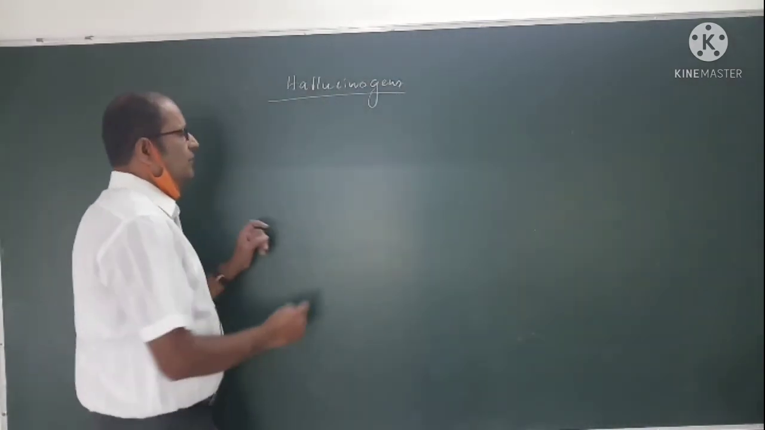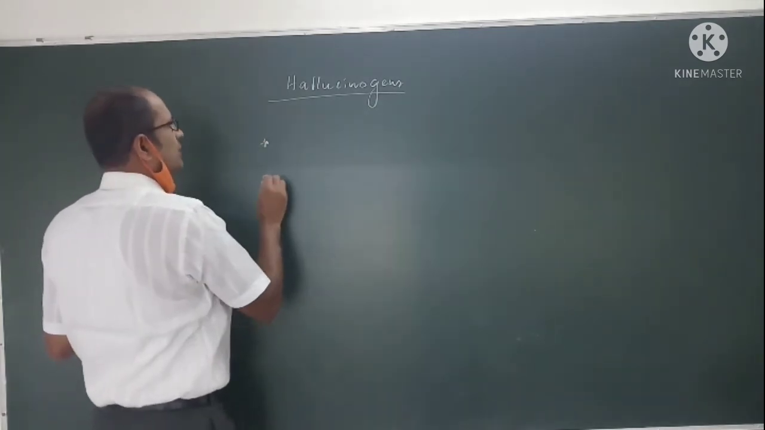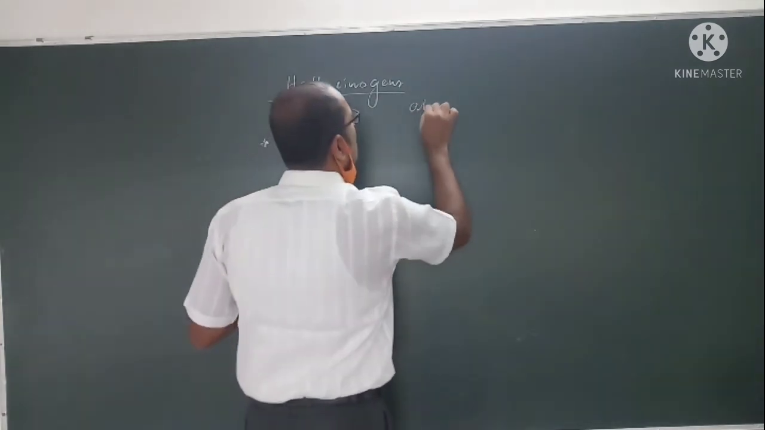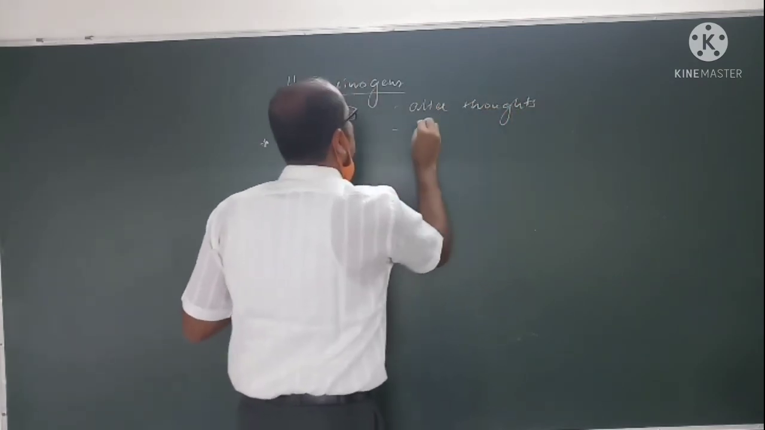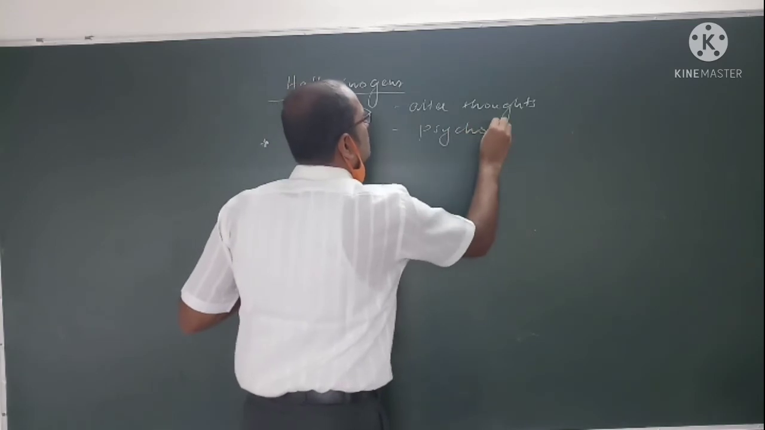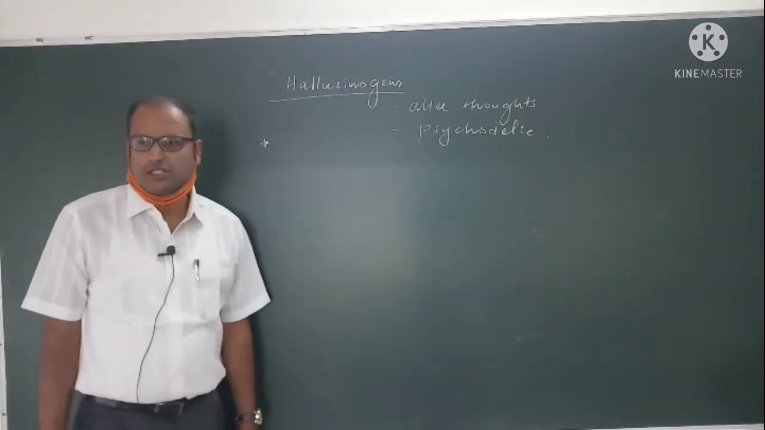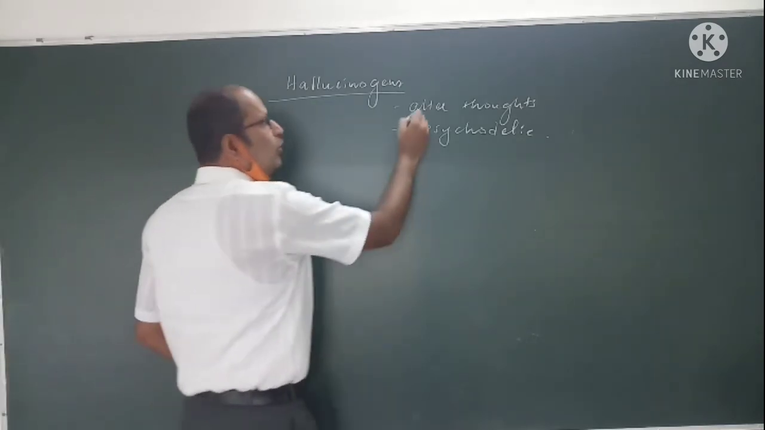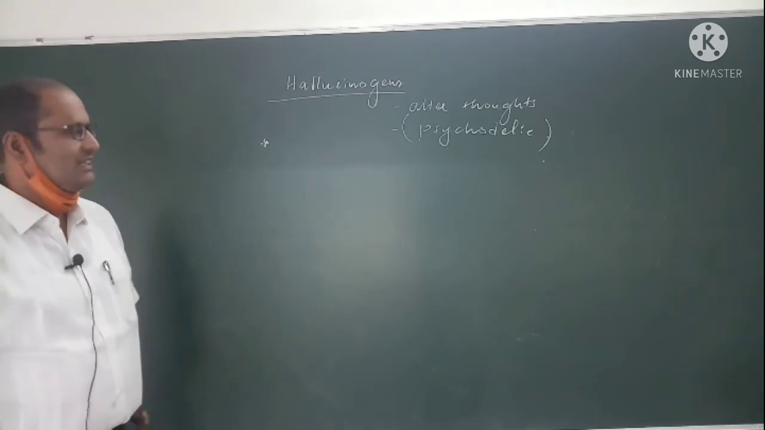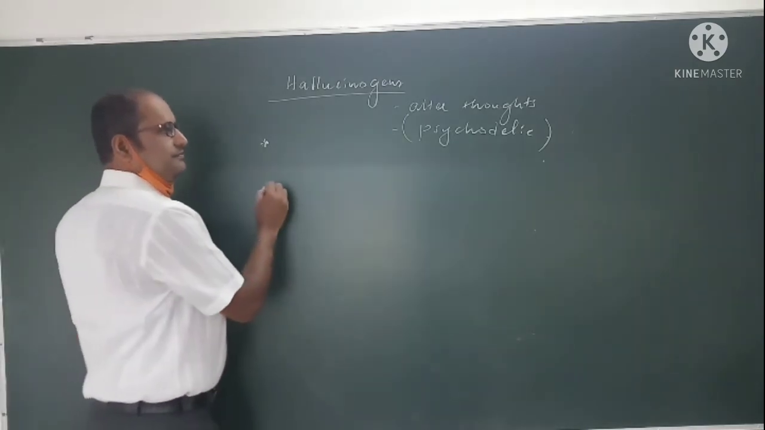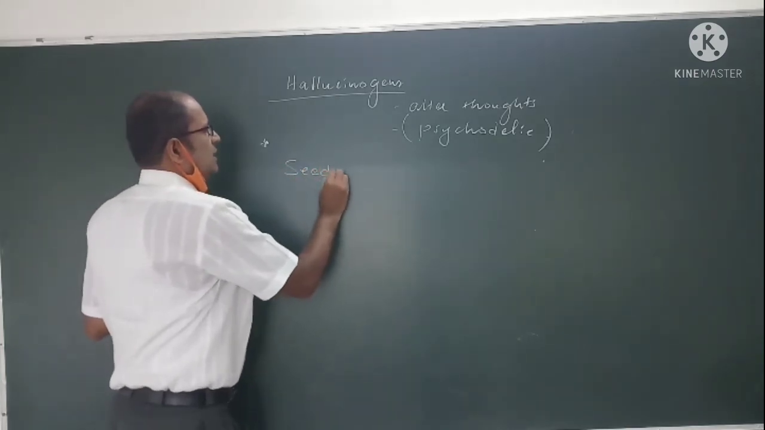Right. Hallucinogens. When we talk about hallucinogens, these are the examples. You have to say which alter what? Thoughts. You should also say psychedelic, which means alter the thoughts. Psychedelic. Okay. Hallucinogens. In that, for example, you write, these are the examples.